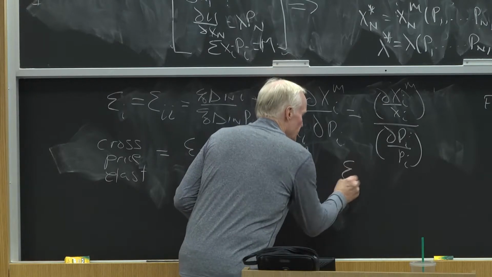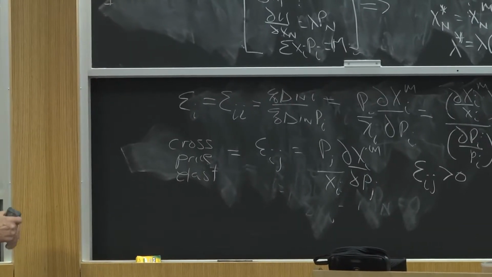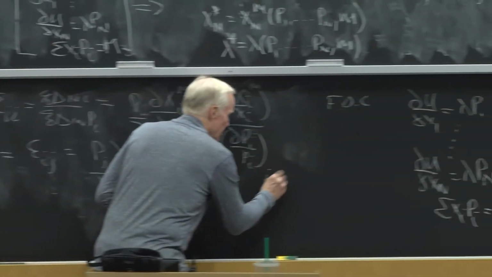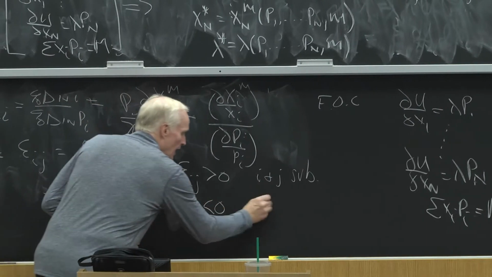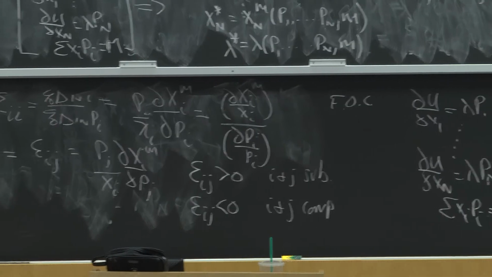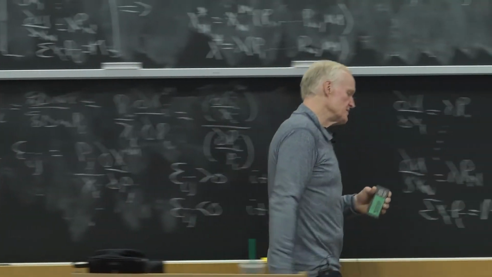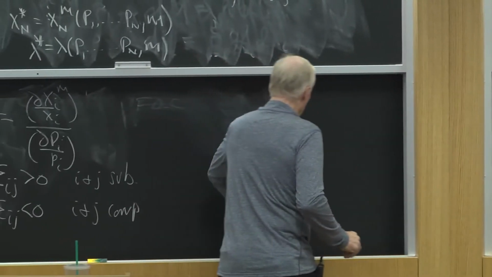We often make distinctions. Epsilon_ij greater than 0. What do we usually say in that case? When a rise in the price of good j increases the consumption of good i, we have a term for this: substitutes. x_i and x_j are substitutes. Epsilon_ij less than 0, i and j are complements. And we'll talk a lot about substitutes and complements. That's the language that we use in economics. Sometimes people do it in terms of Marshallian demand, sometimes they don't. We'll come back to that later.